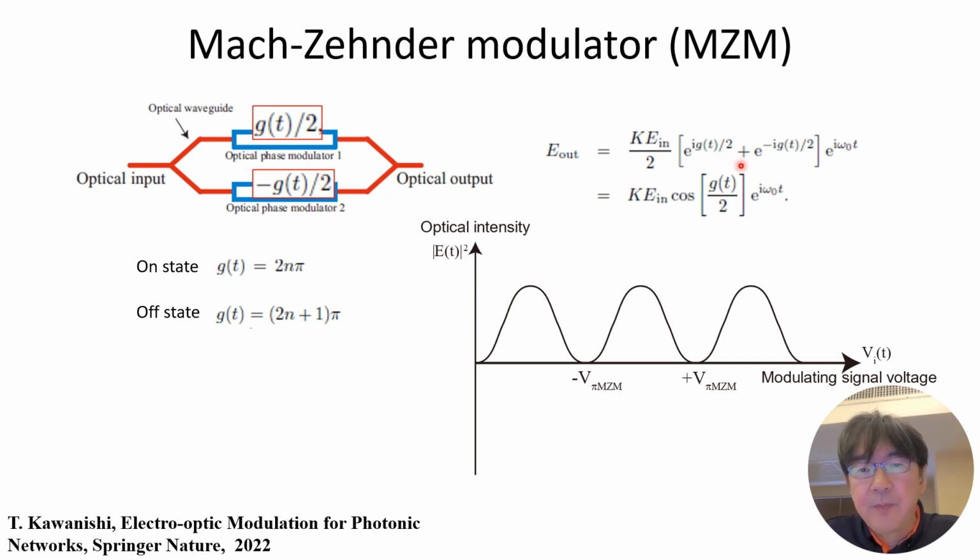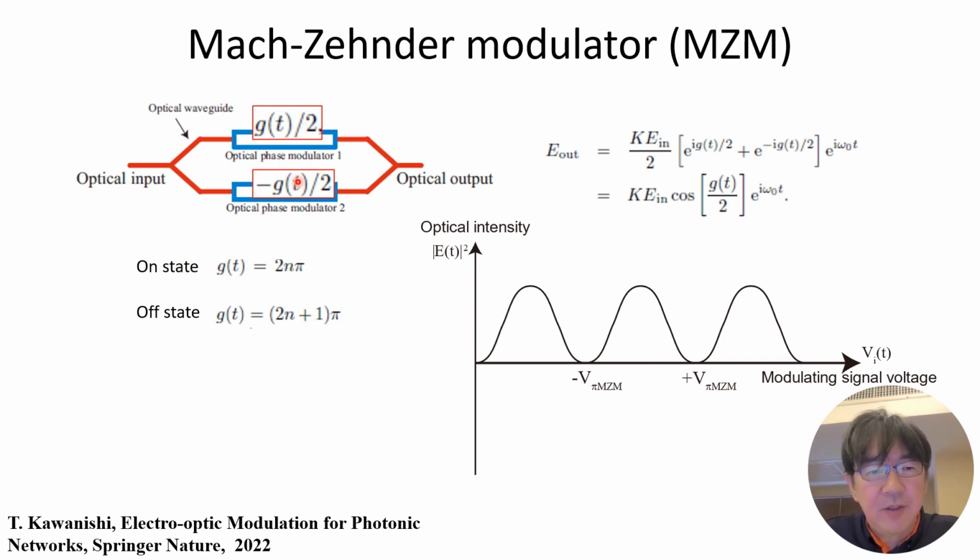And the optical signal on the upper arm can be described by this equation. The optical phase shift is φ(t)/2. Here is another optical signal. The phase shift is minus φ(t)/2. So this can be described by a cosine function. So by changing φ(t), we can control the amplitude of the optical signal. In other words, the optical intensity can be controlled.